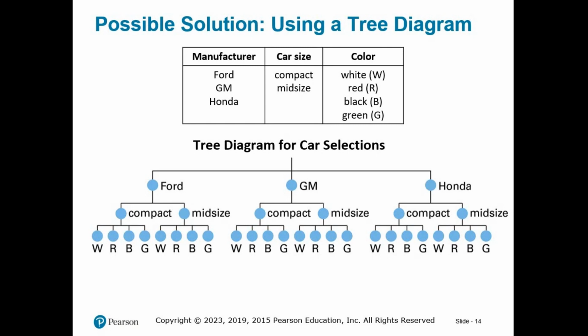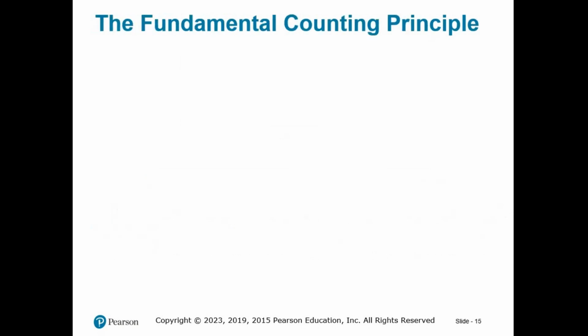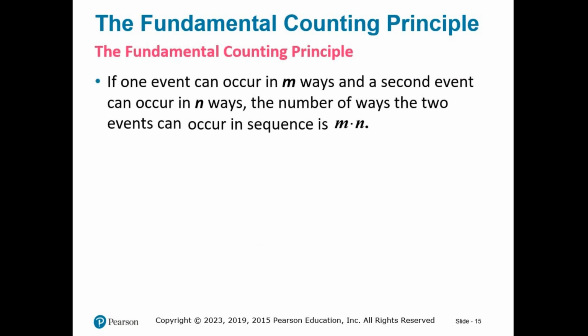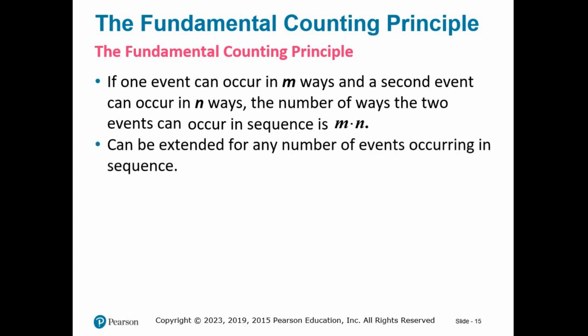Isn't there an easier way? Why, yes, there is. It's called the fundamental counting principle, and it works like this. If one event can occur in m ways, and a second event can occur in n ways, the number of ways the two events can occur in sequence is m times n. This can be extended for any number of events occurring in sequence.